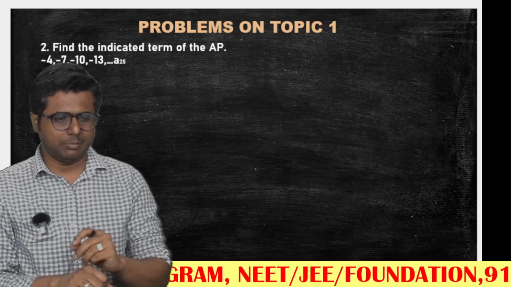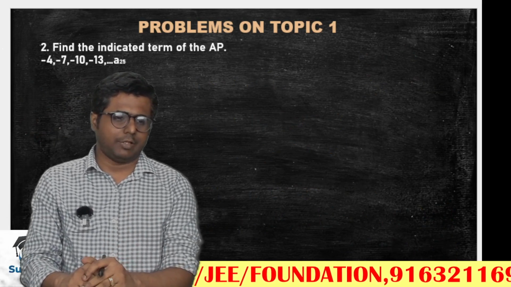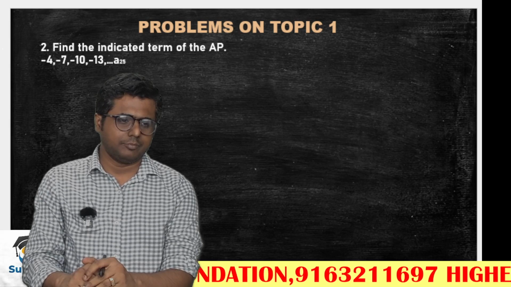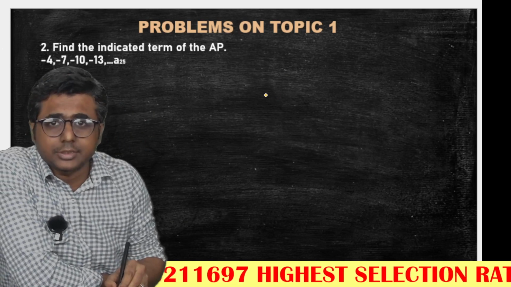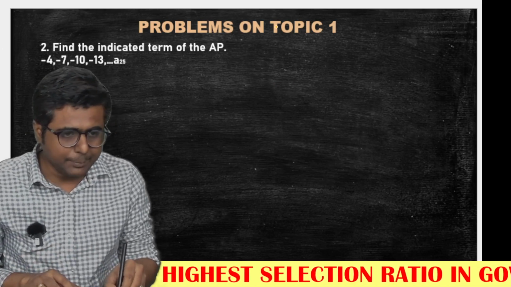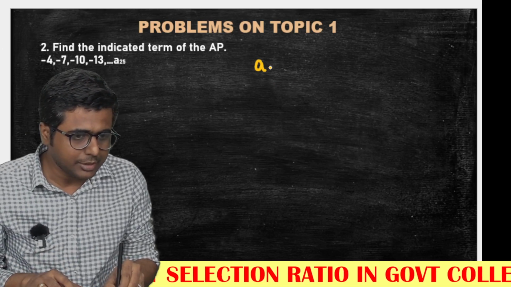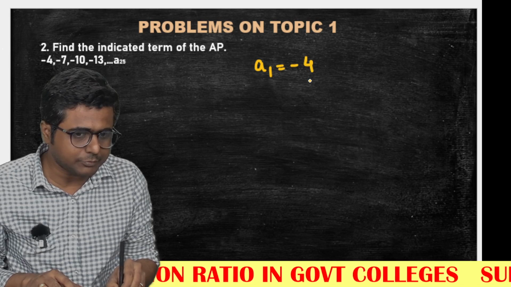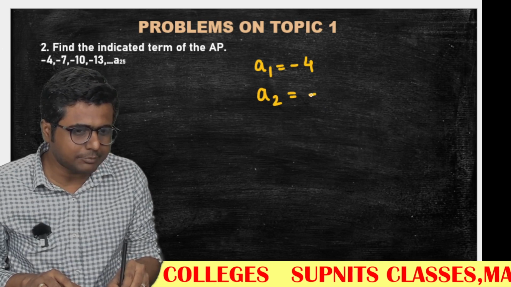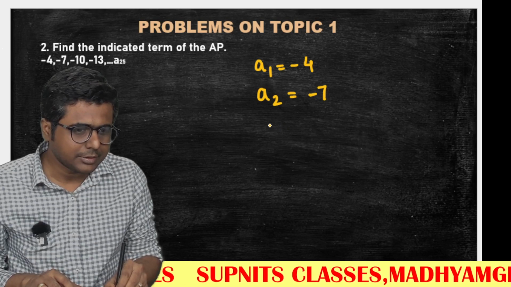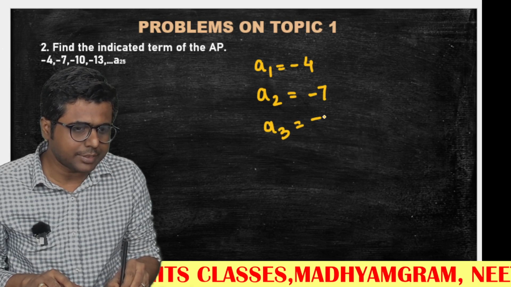Coming to the next problem. Okay. Find the indicated term in an AP. In this AP, find the indicated term. Let us write down what are the AP terms given. So, here a1 is given as minus 4, a2 is given as minus 7, and a3 is given as minus 10.